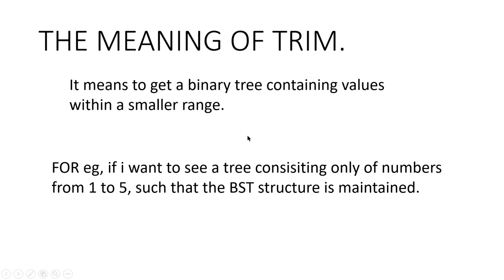So, what do you mean by trim? It basically means to get a binary tree containing values within a smaller range. For example, if I have a binary tree consisting of 100 nodes, like 100 numbers from 1 to 100, but then I only want to see the numbers from 1 to 5, then I will need to use this trim.